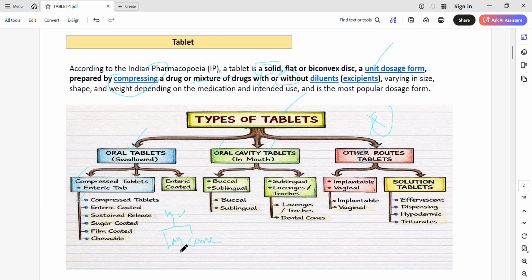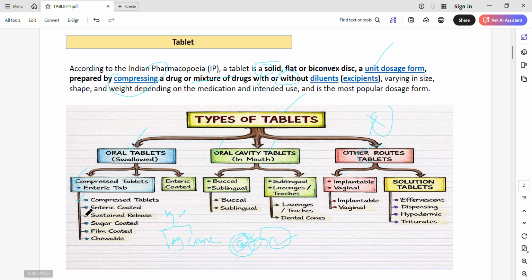In a multiple compressed tablet, a tablet may be compressed outside of another tablet. Why do we prefer this type of tablet? To increase the action of the tablet present inside, and for the physical stability of the inner tablet, we use multiple compressed tablets.